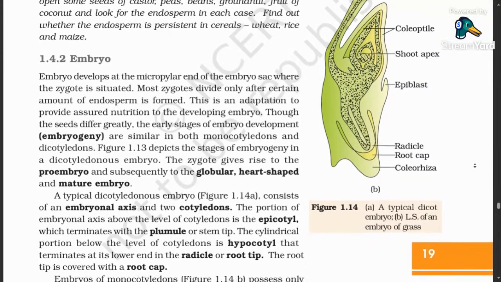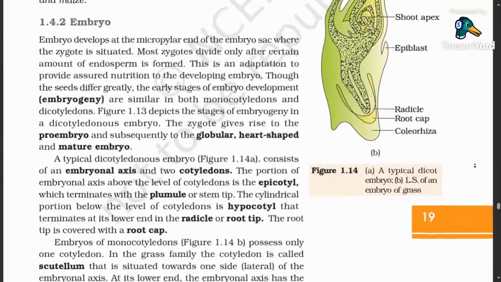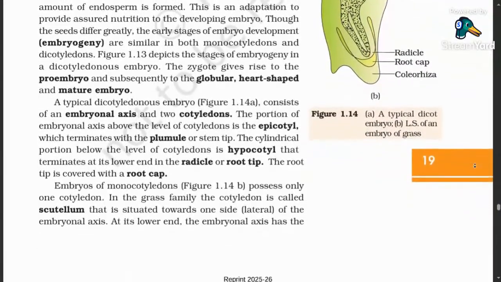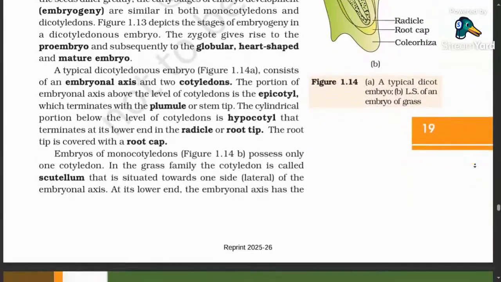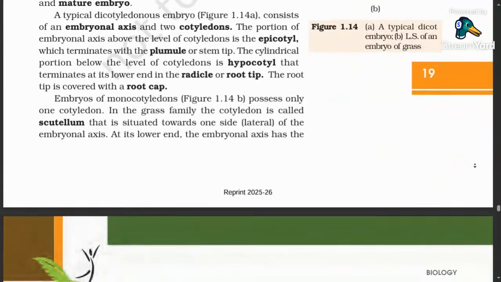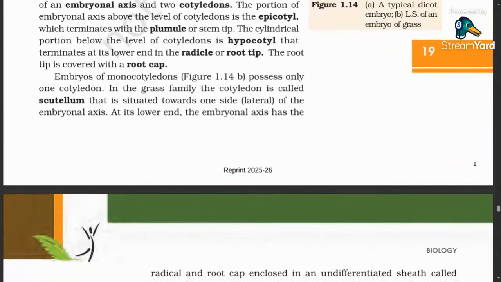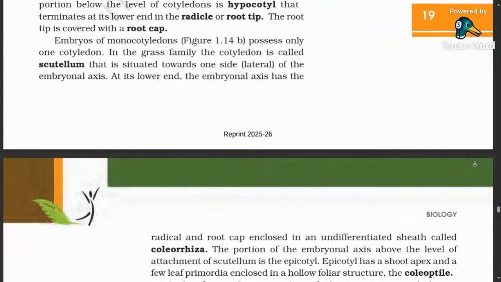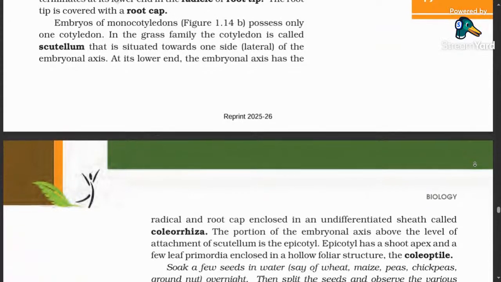A typical dicotyledonous embryo, Figure 1.14a, consists of an embryonal axis and two cotyledons. The portion of the embryonal axis above the level of cotyledons is the epicotyl, which terminates with the plumule or stem tip. The cylindrical portion below the level of cotyledons is the hypocotyl, which terminates at its lower end in the radicle or root tip. The root tip is covered with a root cap.